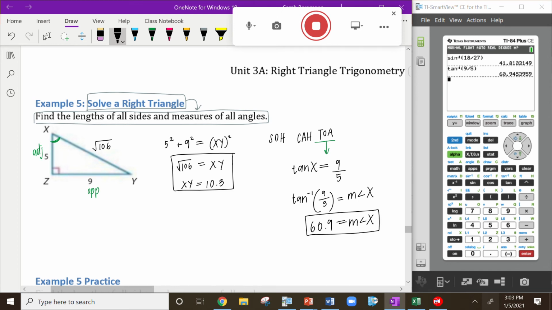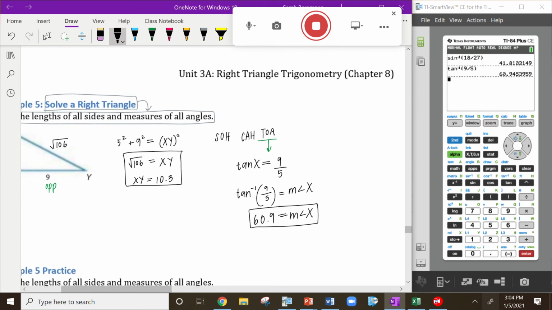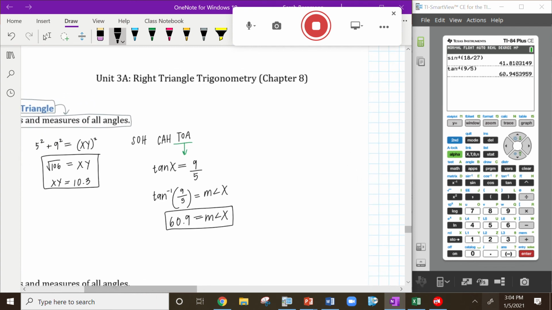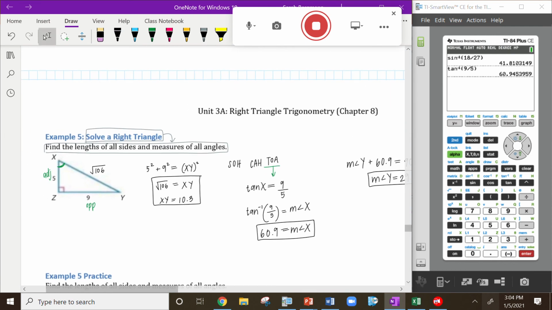And finally, to find the measure of angle Y, I know all three angles must add up to a total of 180 degrees. Or like I told you before, the acute angles always add up to 90 in a right triangle. So I could just take 90 minus the measure of angle X, which we got 60.9, and that gives me 29.1. So there I have all my missing angles and sides.